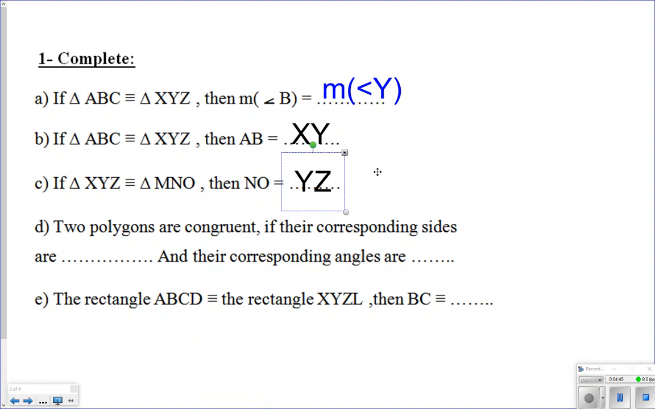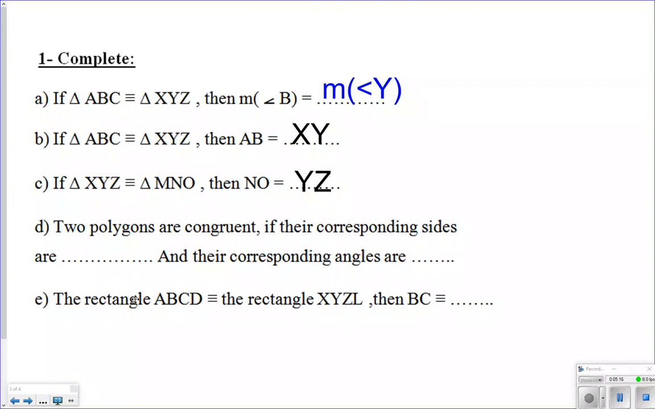Okay, the two polygons are congruent if their corresponding sides are equal in length and their corresponding angles are equal in measure. Again and again, the two polygons are congruent if their corresponding sides are equal in length and their corresponding angles are equal in measure.